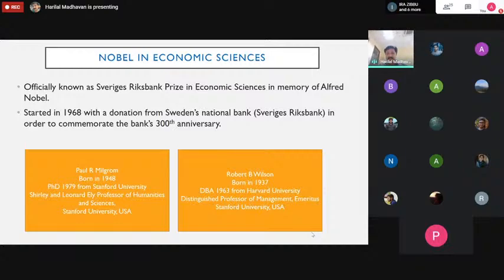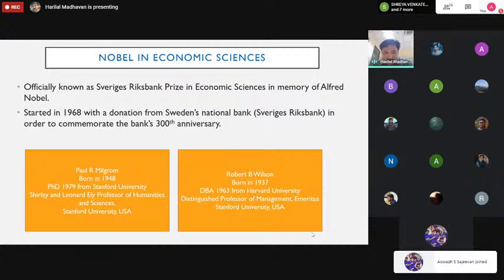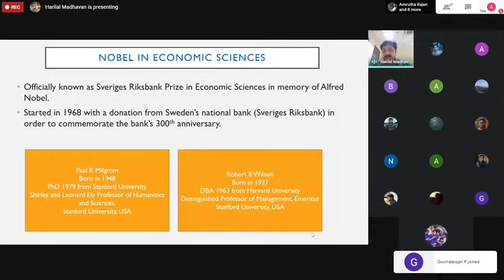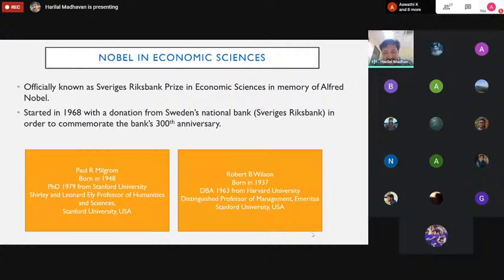This year's Nobel Economic Sciences Prize has been awarded to two economists who work on auction theory. They are Paul R. Milgrom and Robert B. Wilson. Both are professors at Stanford University, USA. Actually, these are a teacher-student duo. Milgrom was a student of Wilson, and Milgrom received his PhD in 1979, while Wilson received his doctorate in 1963. One is a business economist. You can see that it's a DBA, not a PhD, a doctorate in business administration from Harvard in 1963. Milgrom is a professor in humanities and sciences, and Wilson is a professor of management.